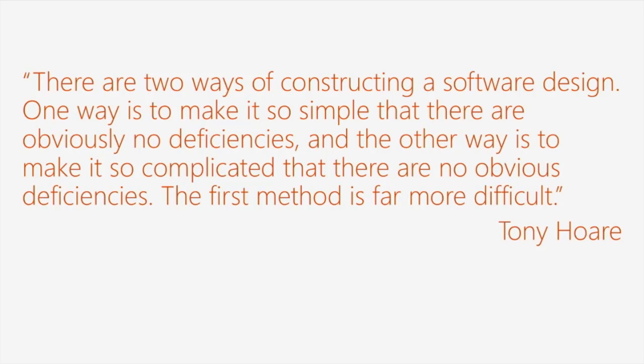There's a great quote about software design from Tony Hoare, which, like all great quotes about software design, gives a very crisp diagnosis of your problem without giving you any real clue as to how to solve it. There's two ways of constructing a software design: to make it so simple there are obviously no deficiencies, or to make it so complicated there are no obvious deficiencies. The first method is far more difficult.